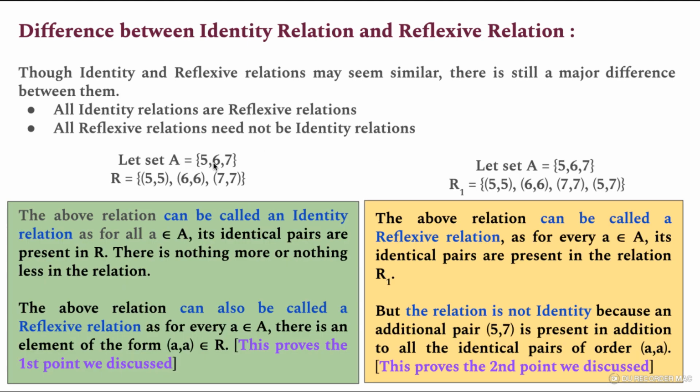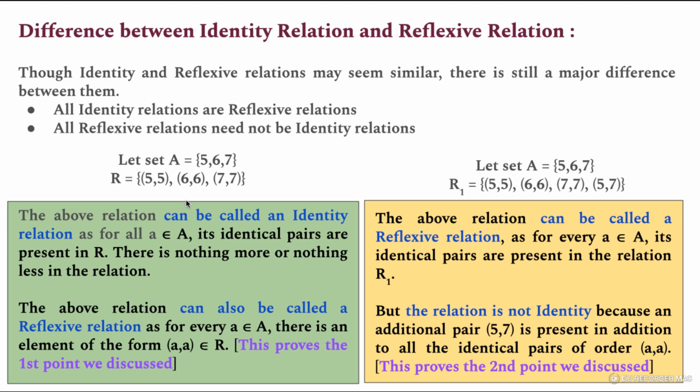Let set A be {5, 6, 7} and the relation on it be defined as {(5, 5), (6, 6), (7, 7)}. The above relation can be called an identity relation, as for all elements of A, its identical pairs are present in the relation R. You get it, right? So the relation has (5, 5), (6, 6) and (7, 7). All the elements of A have their identical pairs present in R. There is nothing more or nothing less in the relation. No extra pairs, no lesser number of pairs. So this is a proper identity relation.